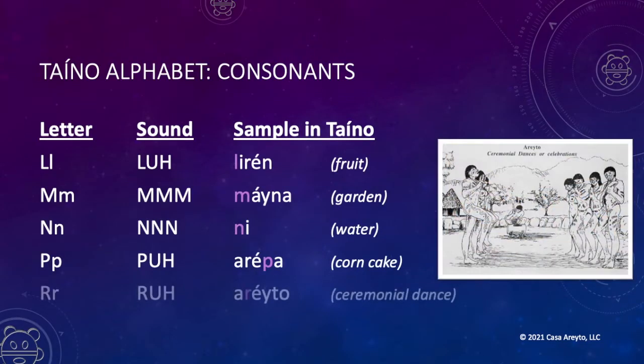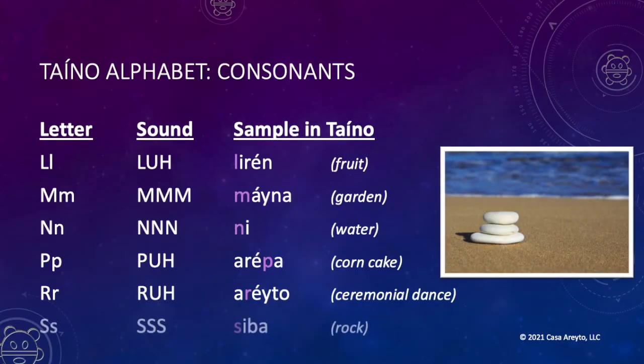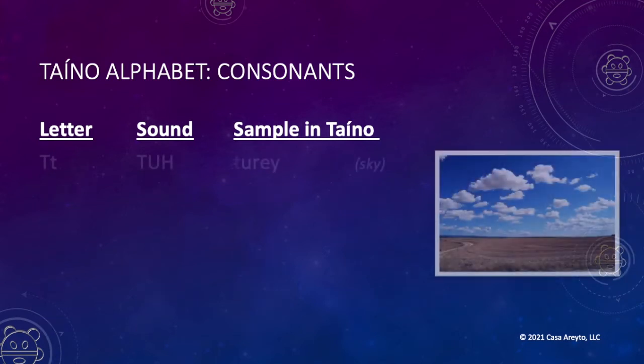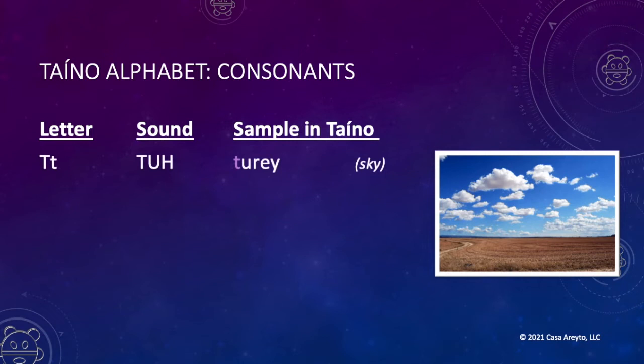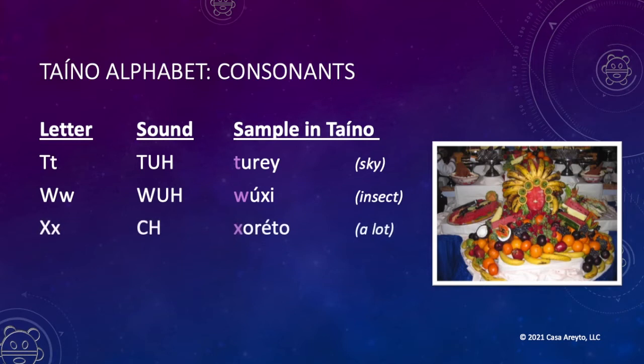The R, as in areyto, and that is a ceremonial dance and celebration. That is where we get the name of Casa Areyto. S, as in siba, which means rock. T, ture, which means sky. W, wuchi, which is insect.